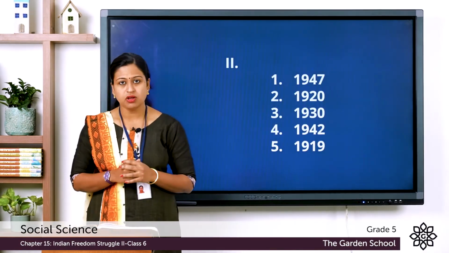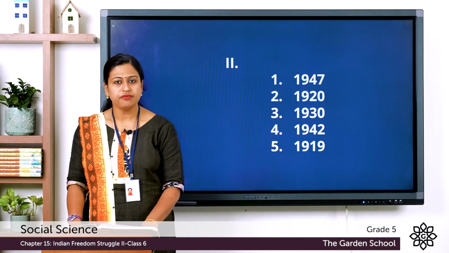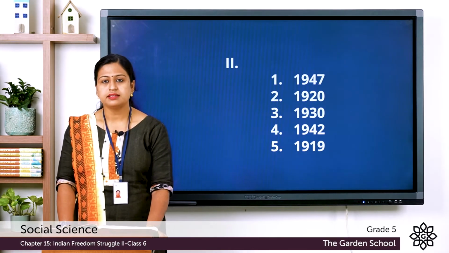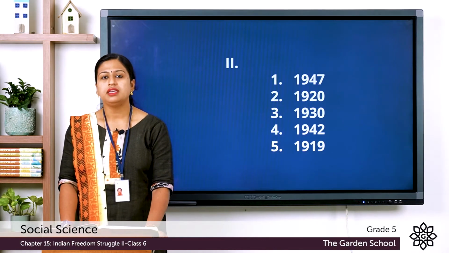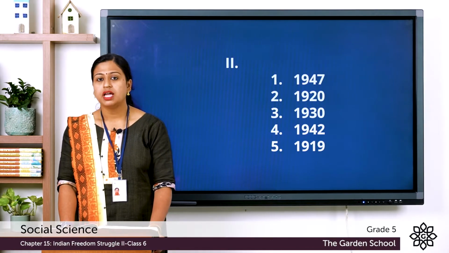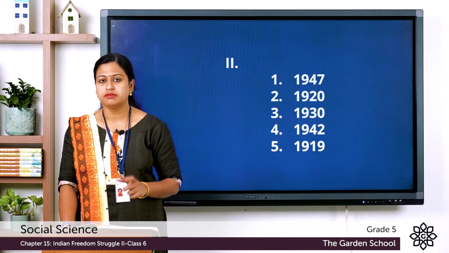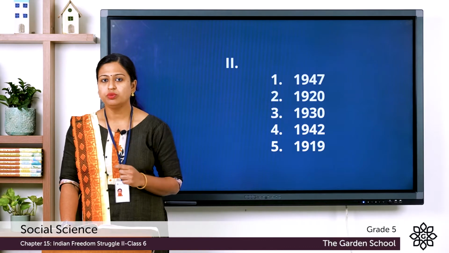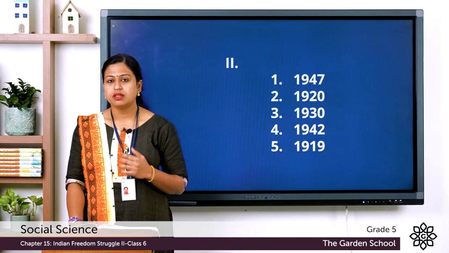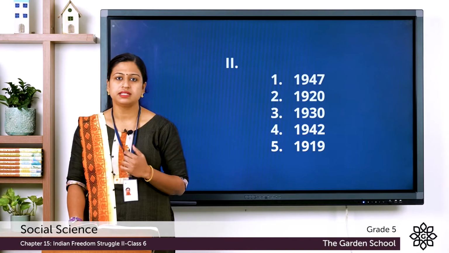The first one is already done. That is 1947. The name of the event is Indian Independence Act. Second one, the correct answer is 1920 and the name of the event is beginning of the non-cooperation movement. Third one is 1930. The name of the event is beginning of the civil disobedience movement. Fourth one, 1942. The event name is the Quit India movement. The fifth one is 1919 and the name of the event is the Rowlatt Act.